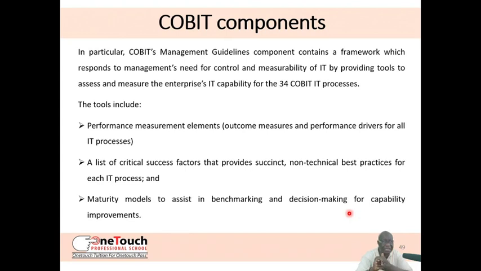COBIT components. Every system has components. Like auditing standards, they have components. Those that relate to what? Assurance engagement. Those that relate to quality control. Those that relate to non-assurance jobs and the rest. The tools are performance measurement elements. That's one. The second one is a list of critical success factors that provides what? Stringent, non-technical best practice for each IT process, maturity models, and the rest.